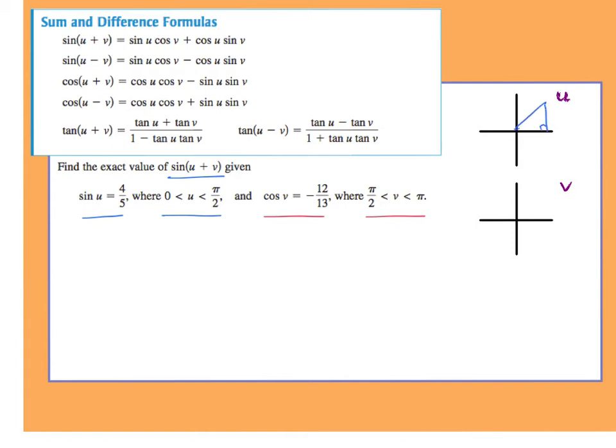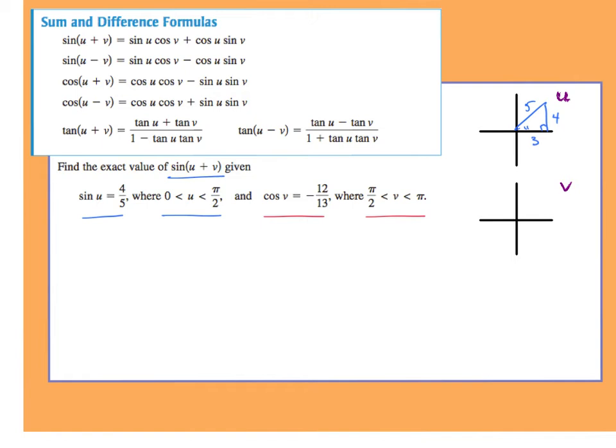So what is sine? Opposite over hypotenuse. So my opposite is 4. My hypotenuse is 5. What's my adjacent? 3. Is it 3 or negative 3? 3. Why is it just positive 3? Because it moved to the right. All right. And then let's draw my v triangle.